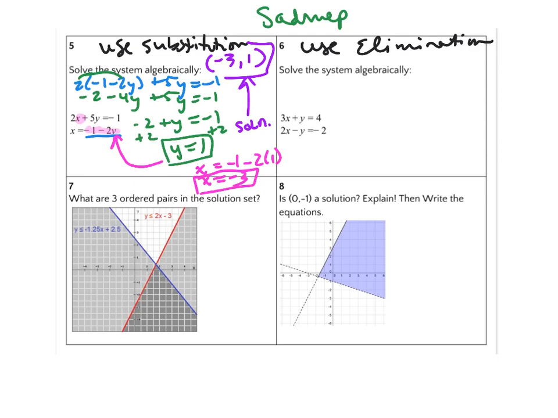All right, elimination. So I'm going to add these together because the y's are going to cancel. So I'm going to get 5x. I'm going to get nothing equals 2. So then I'm going to rewrite this as 5x equals 2. Divide by 5, divide by 5. x equals 2/5.